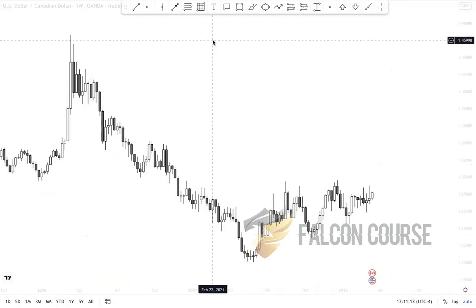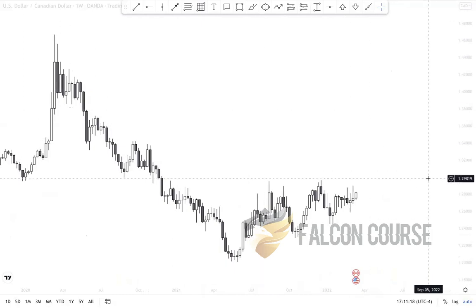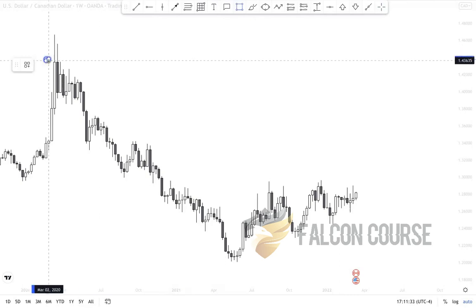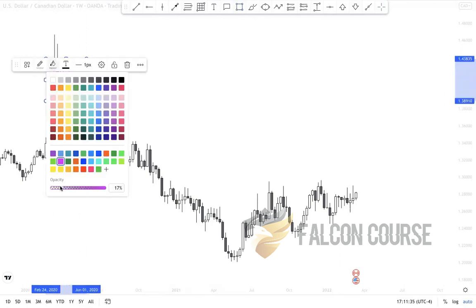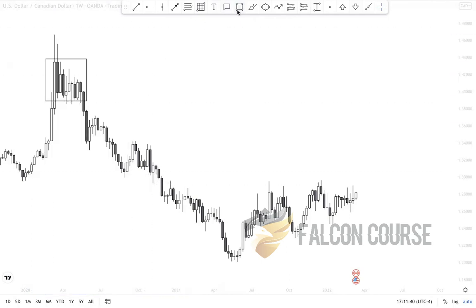Okay, guys, look at this. So this actually is a monthly time frame, smart money market maker buy model. On the weekly time frame, US dollar, Canadian dollar, excuse me. See, this would be the original consolidation. This would be a low risk buy. Why is it a low risk buy?